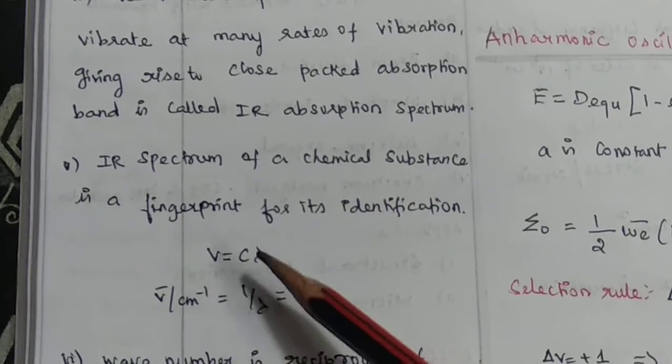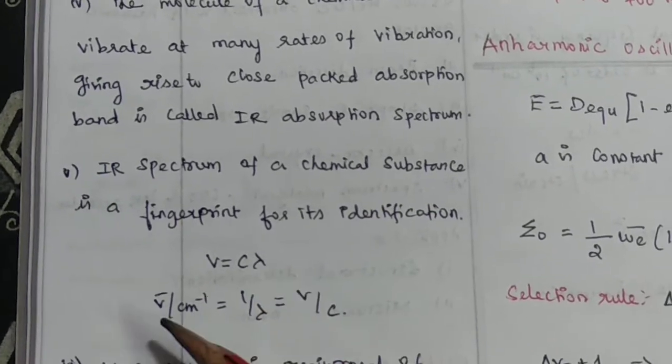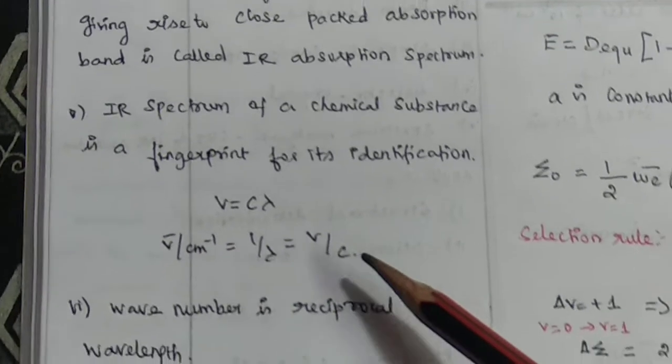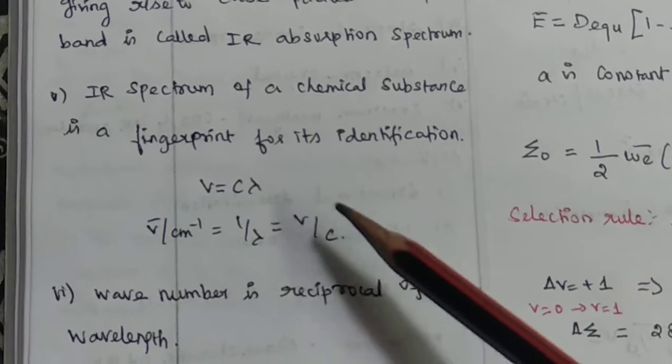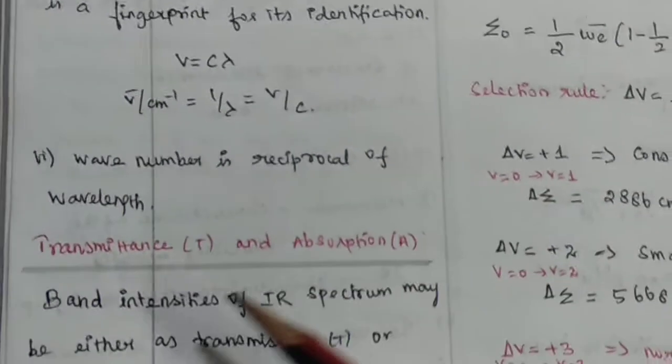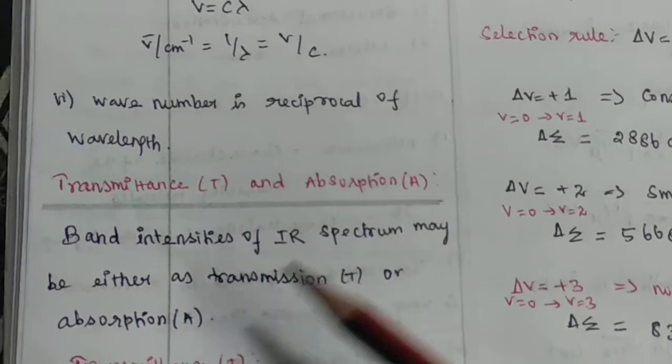So then v is equal to c by wavelength. So for wave number, we write 1 by wavelength, which is equal to v by c. So the wave number is the reciprocal of wavelength. So this is the most important. Many times the question has been asked. So what is transmittance and absorption?